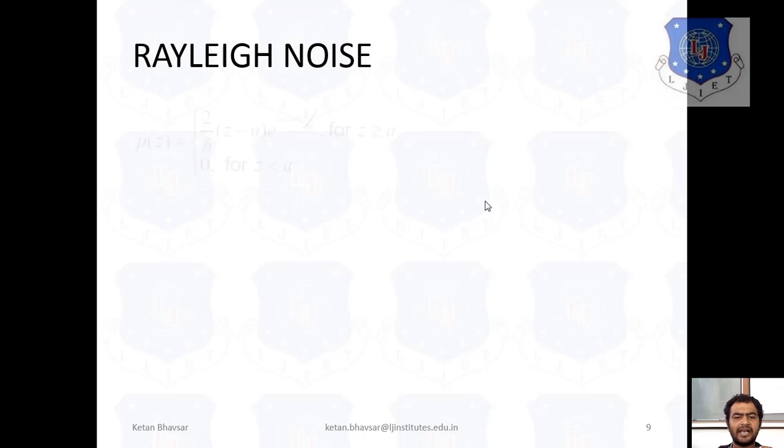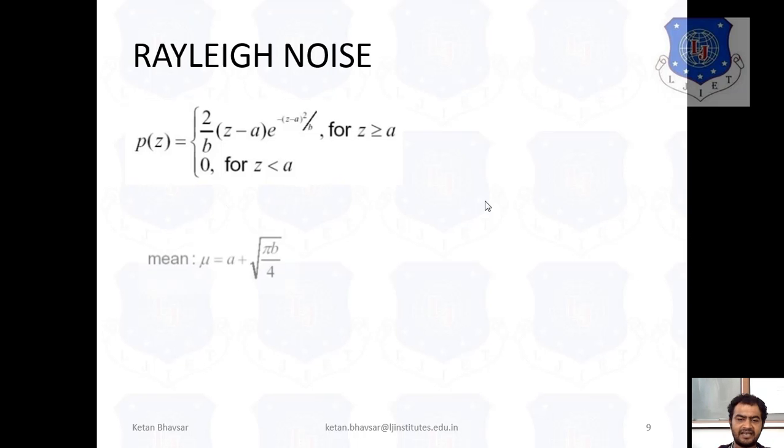Now we talk about the Rayleigh noise. Its mathematical equation is P of z is equal to 2 by b times (z minus a) times e raised to minus (z minus a) squared divided by b, for z greater than or equal to a, and it is 0 if z is less than a. The mean mu is equal to a plus the square root of pi b divided by 4, and the variance is b times (4 minus pi) divided by 4.